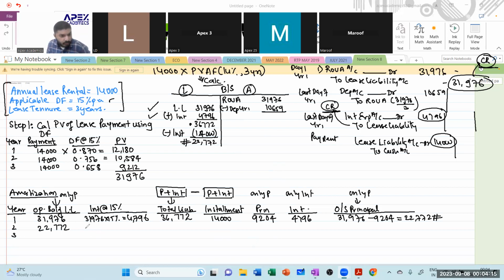Calculate interest for year 2. What is your answer? 3416. Is it 22,772 multiplied by 15%? Yes. How much is it? 3,416. It comes to 3,415.8, so can I write 3416? Yes, sir. With this interest, will the liability increase?